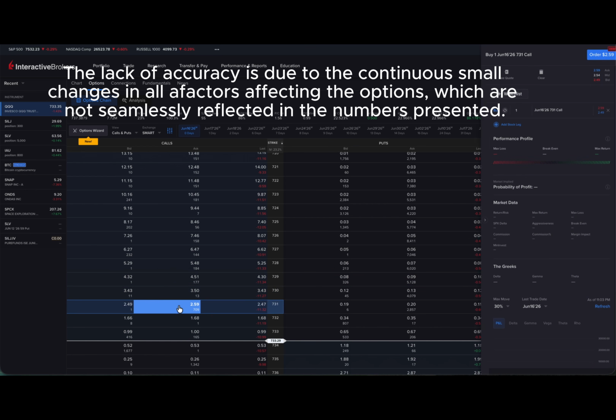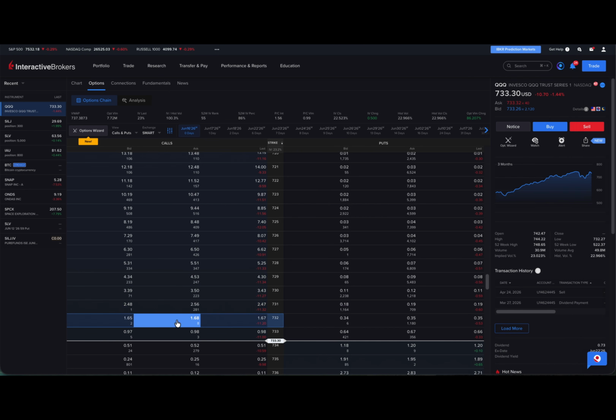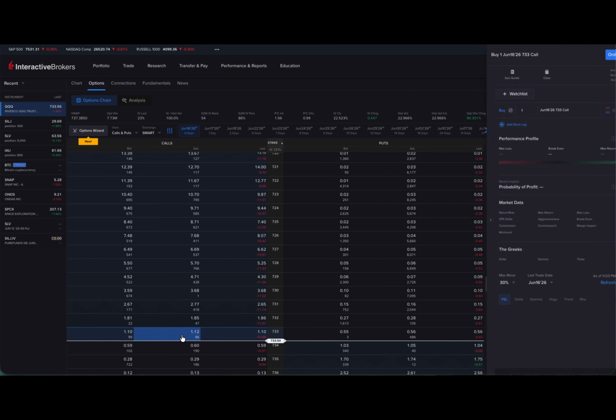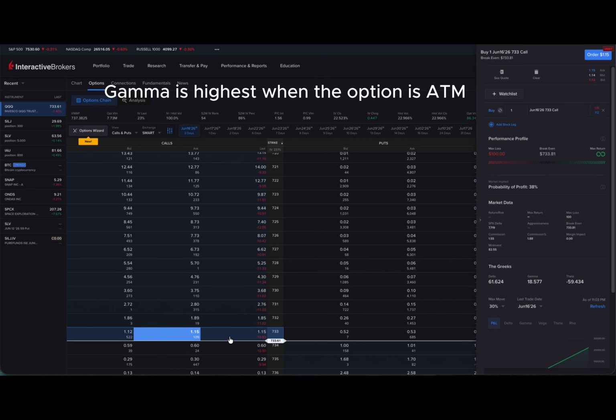But we are now going towards the at the money, and you see now that the jumps will start to be very significant. Over 10, so it goes from 84 to 73, and the next one will be, and you see also the gamma starts rising very, very quickly, so this should go from 76 to around 62 or 61, and we reach the peak of the gamma at the money.